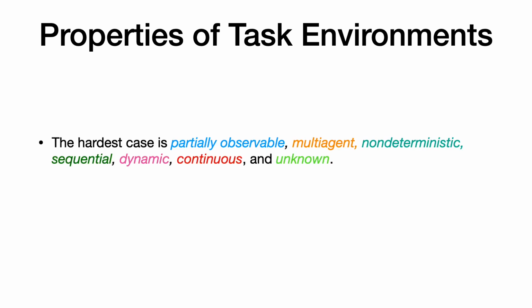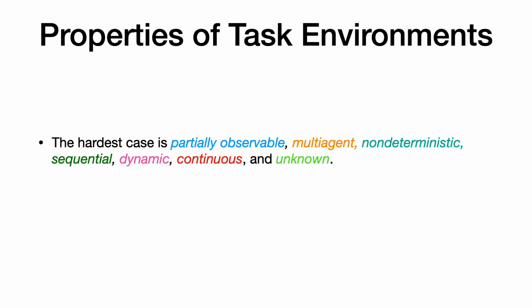The hardest case would be an environment that is partially observable, where you have sensor data which is noisy and not complete. Multi-agent, competitive or cooperative. Non-deterministic, which means you have complete uncertainty; you cannot determine the outcome from the current state or the current action taken by the agent. And sequential, which means current actions have a long-term impact. Dynamic, which means the environment changes; it is not static. Continuous, which means the sensor data you receive is continuous along time or space.